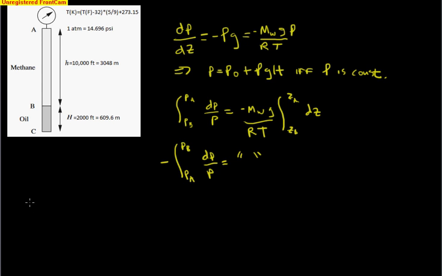So I'm going to end up with an expression where PB is equal to PA times exponential of, and now the negatives cancel out, so it's positive now. So we have the molecular weight of methane times the gravitational constant over RT, and that's going to be multiplied by our height. So that is going to give us the pressure at the interface between the methane and the oil. And I'll go ahead and do the calculation now.